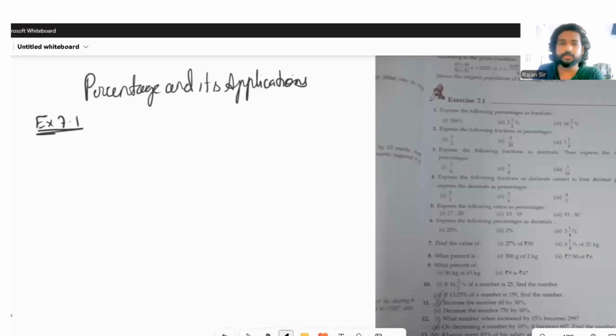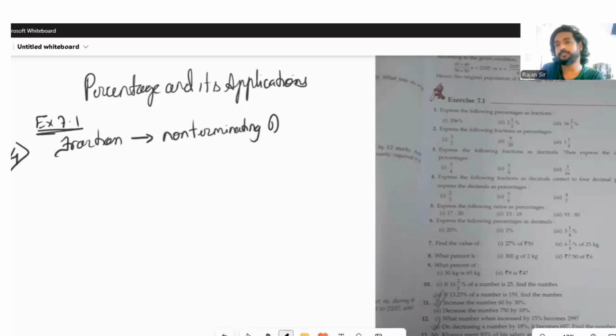So let's go for the fourth question. The fourth question is: express the following fractions as decimals correct to 4 decimal places, then express the decimals as percentages. So let's go for this one. We have to convert fractions into non-terminating decimals, up to 4 decimal places, or whatever they say.